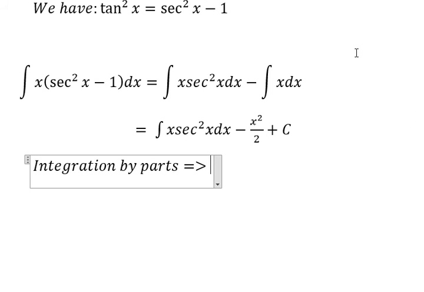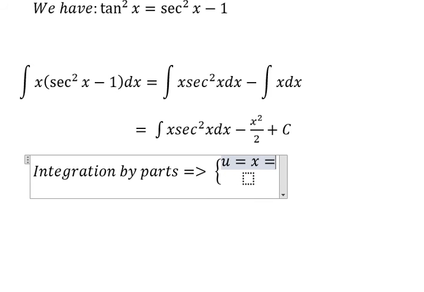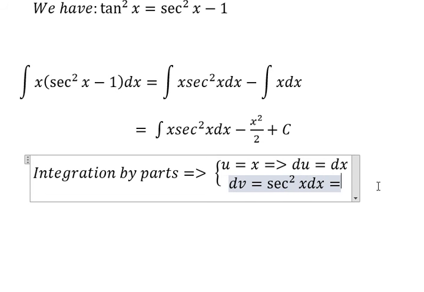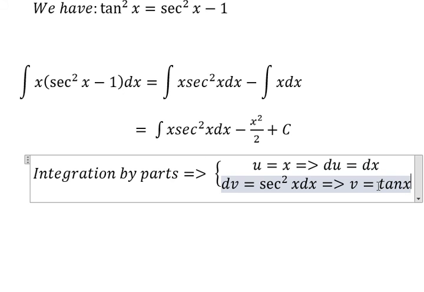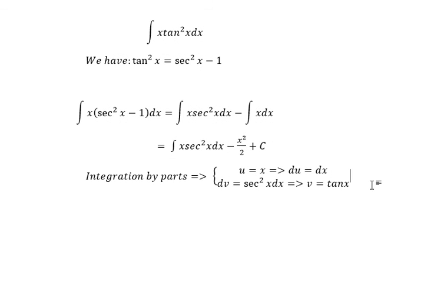So we have u and dv. u equals s, so we got du equals ds. dv is about sec s to the power of 2 ds. So we can find v is about tan s. Now we can find the value in here.